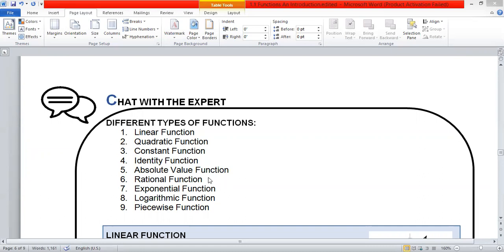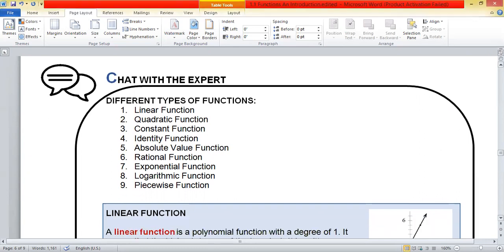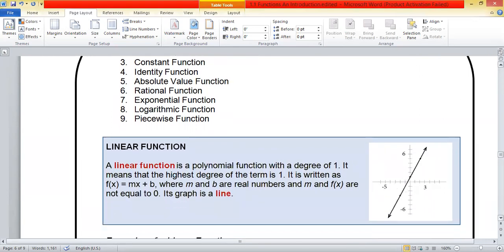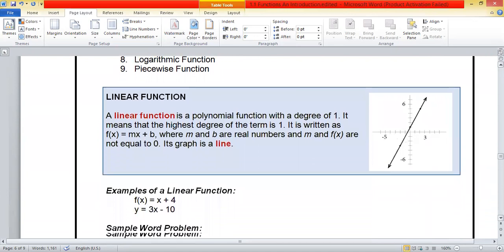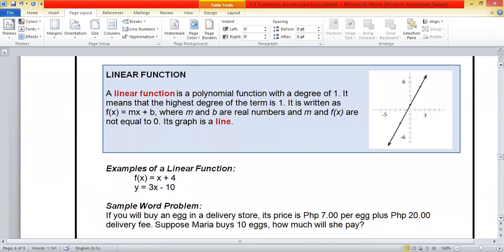Let's start with the first one, linear function. Now, a linear function is a polynomial function with a degree of 1. It means that the highest exponent for the variable x is 1.